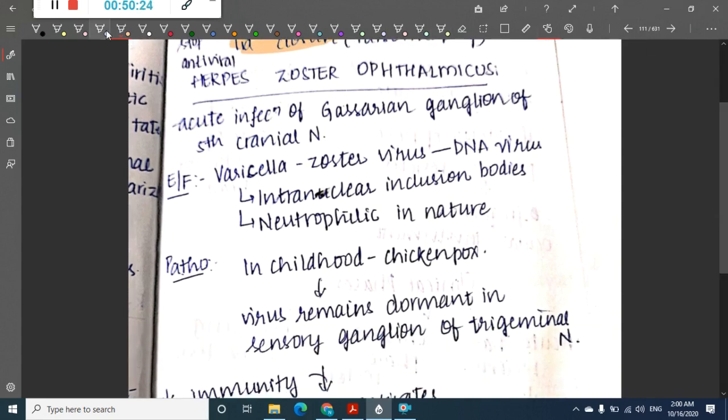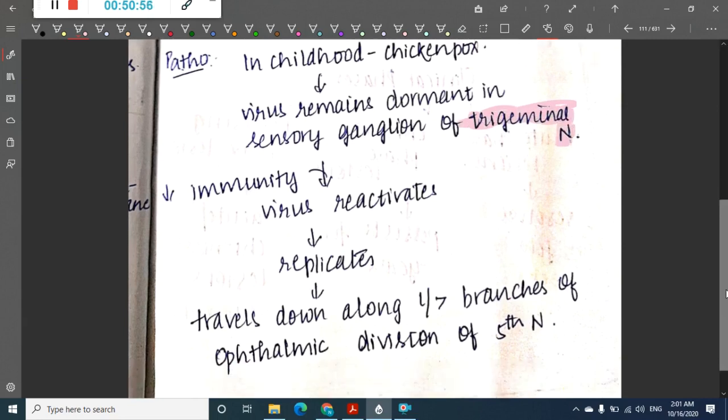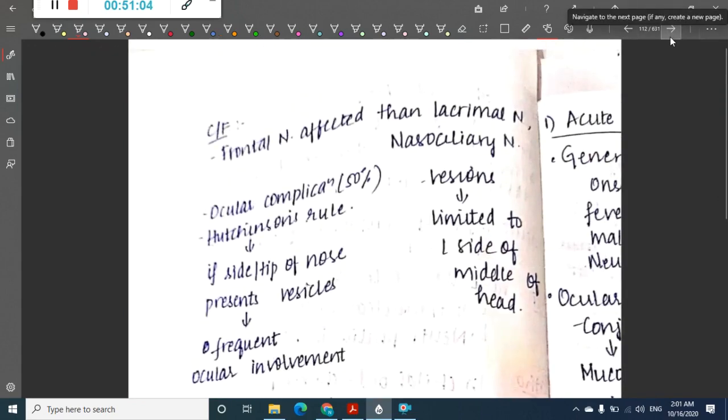Then the next important ulcer is herpes zoster ophthalmicus. It mainly occurs due to varicella zoster virus, which commonly causes chickenpox in childhood. This remains dormant in the trigeminal ganglion. Later, whenever there is decreased immunity or stress, the virus replicates, reactivates and travels down the ophthalmic branch of the fifth cranial nerve, resulting in the present manifestations.